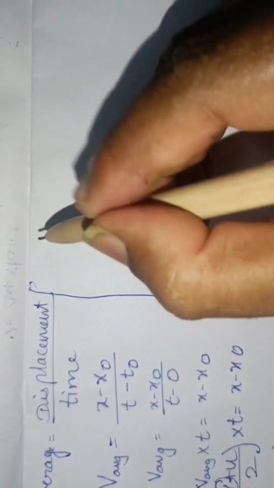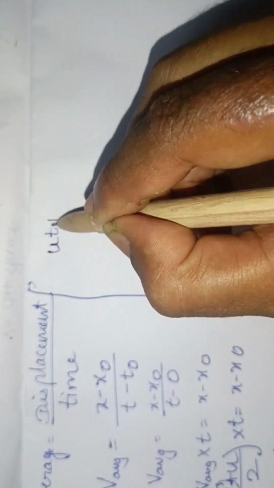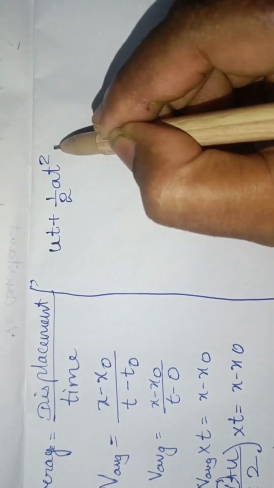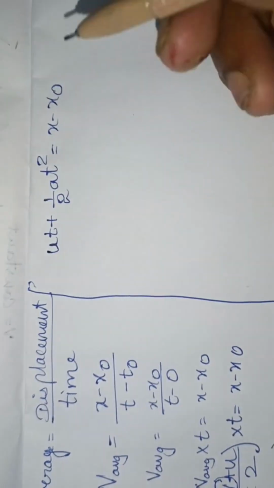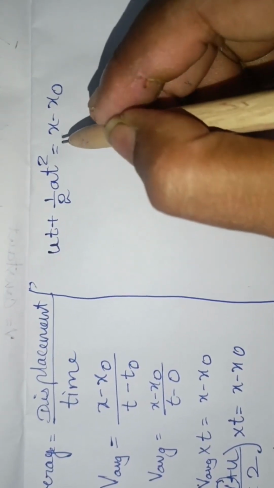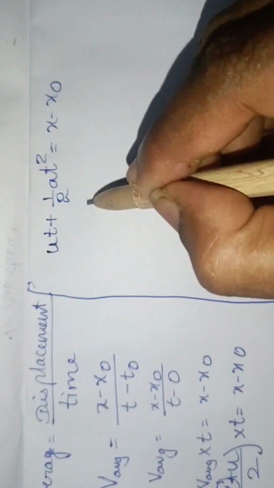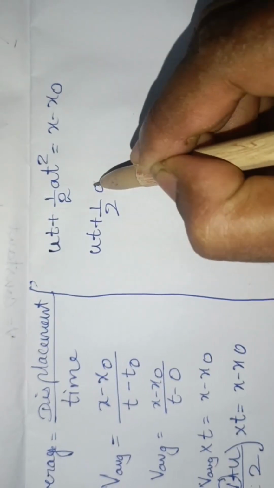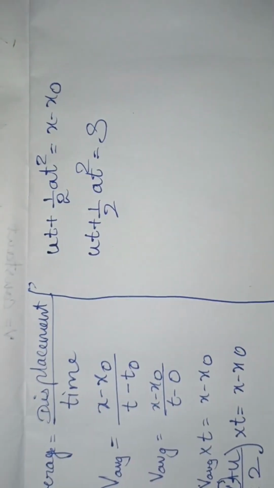So we can write second equation of motion as ut plus half times of at square is equals to x minus x naught. This x minus x naught can also be written like ut plus half times of at square is equals to s.